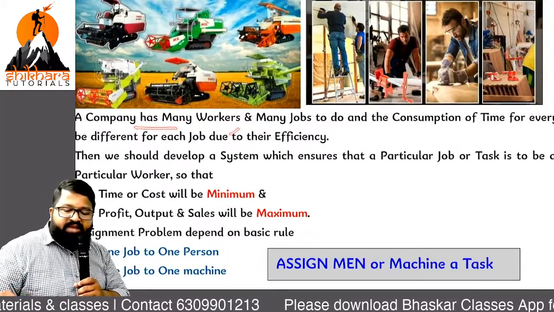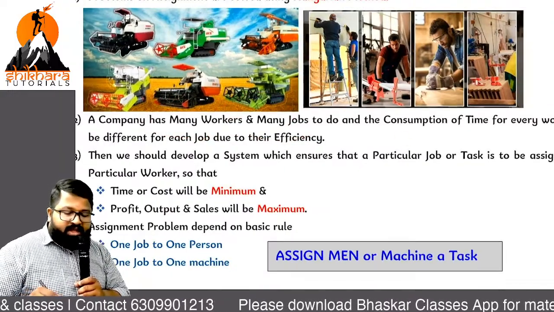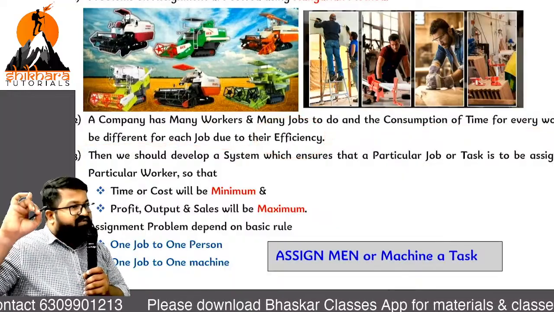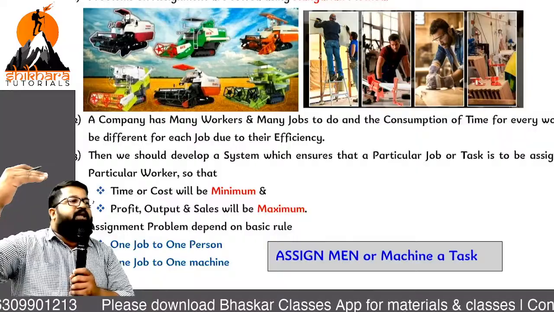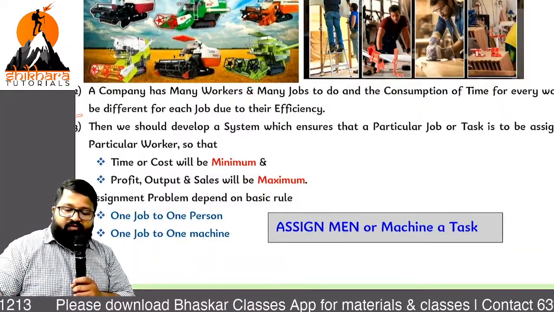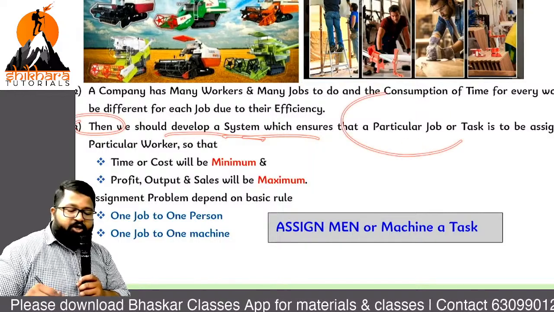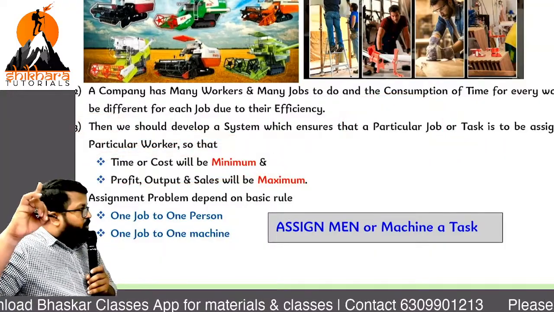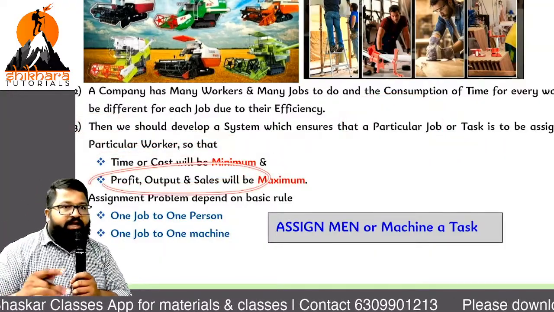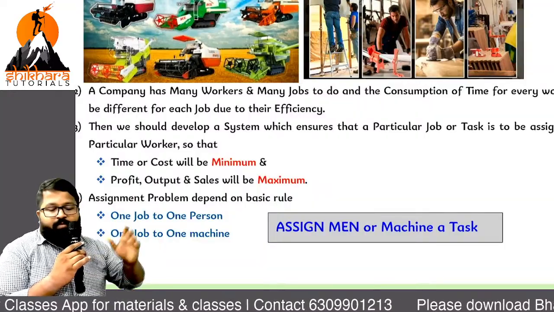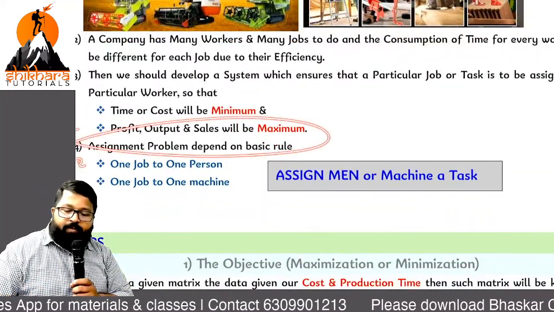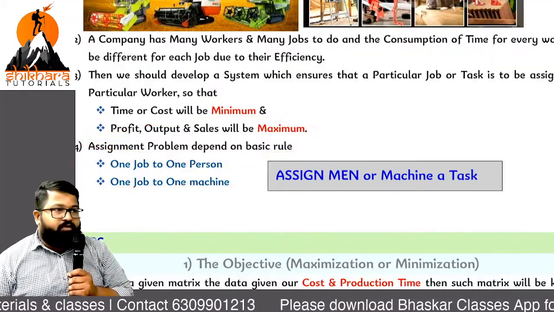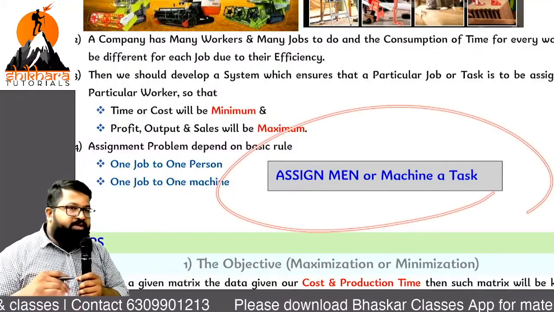What is the second point there? A company has many workers and many jobs to do, and the time consumed by every worker will be different. Based on what aspect? Efficiency. If you are more efficient, the time taken by you will be less. Then we should develop a system which ensures a particular job or task is assigned to a particular worker, so that time or cost will be minimum, and profit or output and sales will be maximum. So the assignment problem depends upon two things. What is it? One man, one job, or one person, one machine. Okay, one job, one machine. So assign a man or a machine to a task.